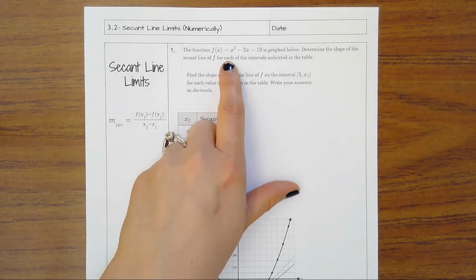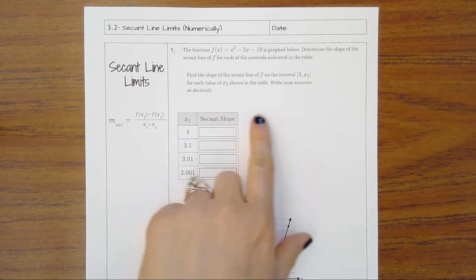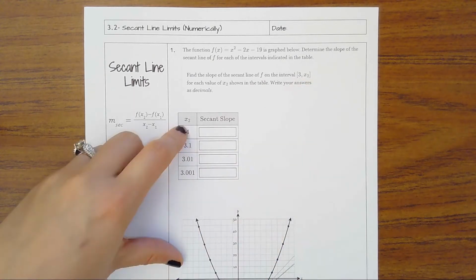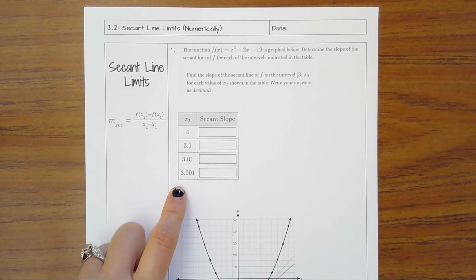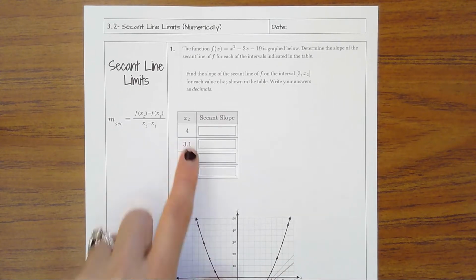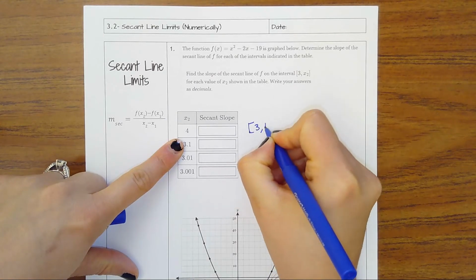We're given a new function, f of x equals x squared minus 2x minus 19. It's graphed below. Determine the slope of the secant line of f for each of the intervals indicated in the table. Our interval is going from 3 to some other number, and our x2 is going to change. Write your answer as decimals. So first they want us to figure out the slope from 3 to 4.